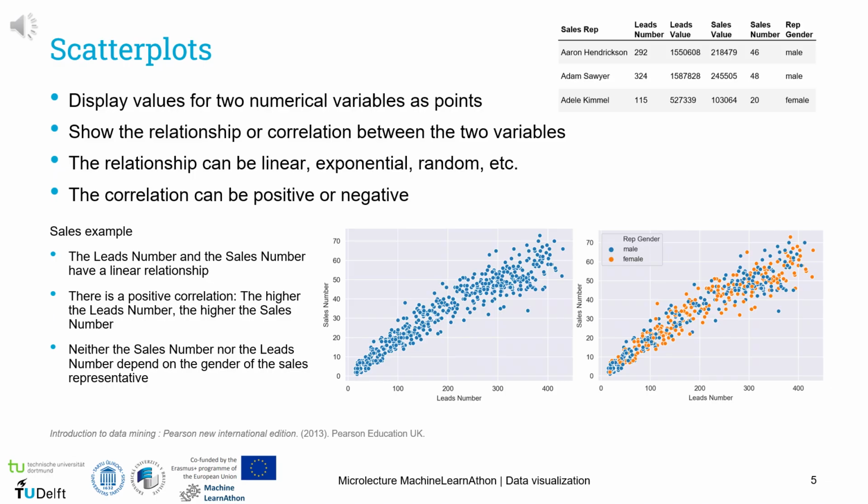What you can also do in scatter plots is plot another variable, which does not even need to be numerical, by colorizing your data points. Here in the plot, for example, it also shows if the representative is male or female. And as you can see in the plot, the gender does not have an effect on either the leads number or the sales number. So this is a very intuitive way to gather first information about the relationship of two variables.